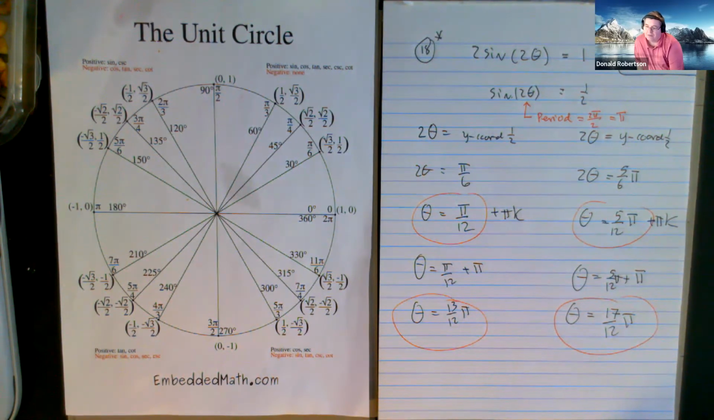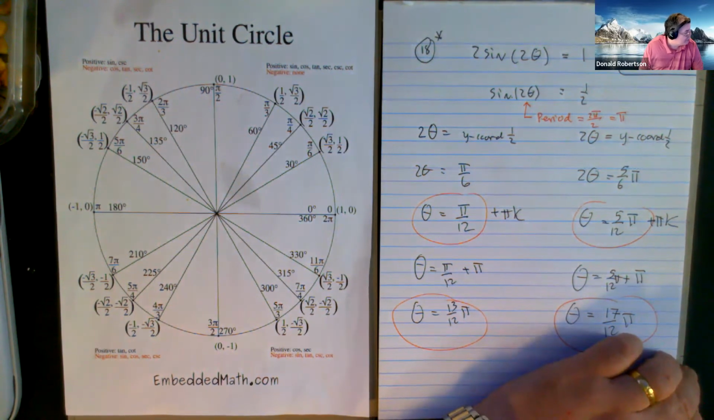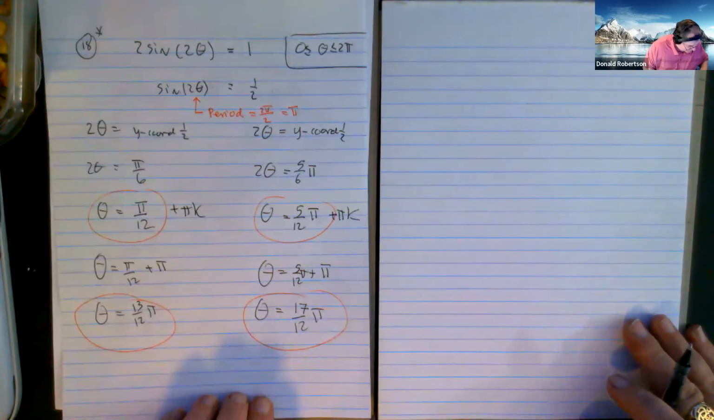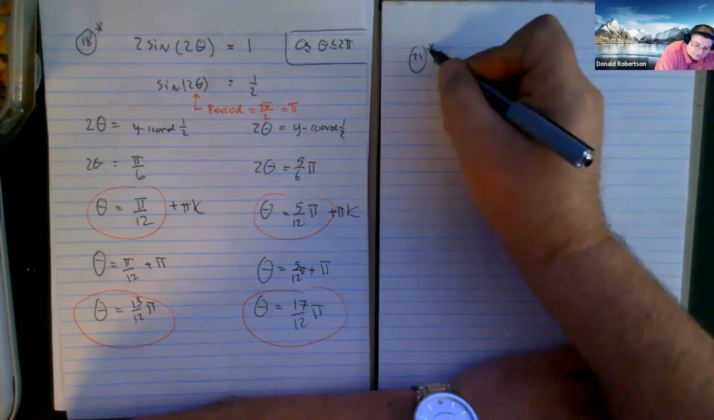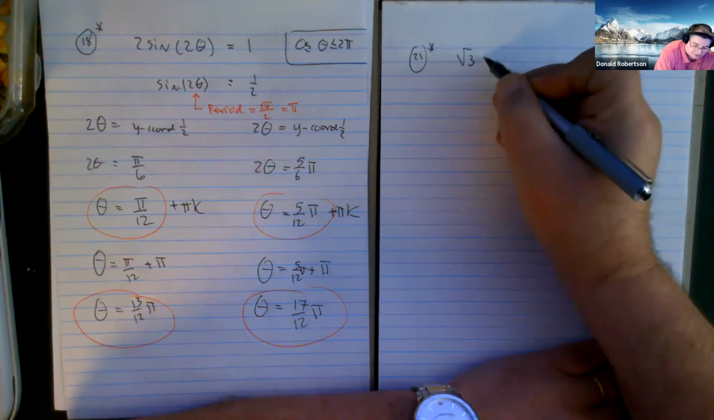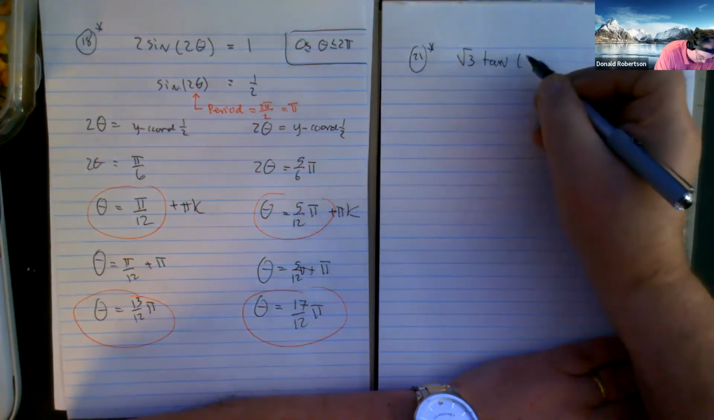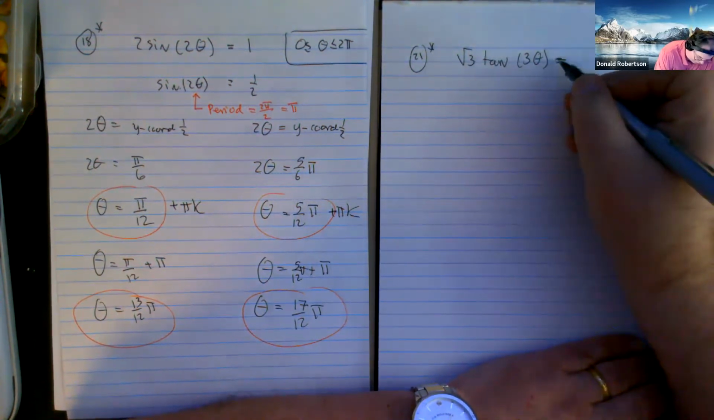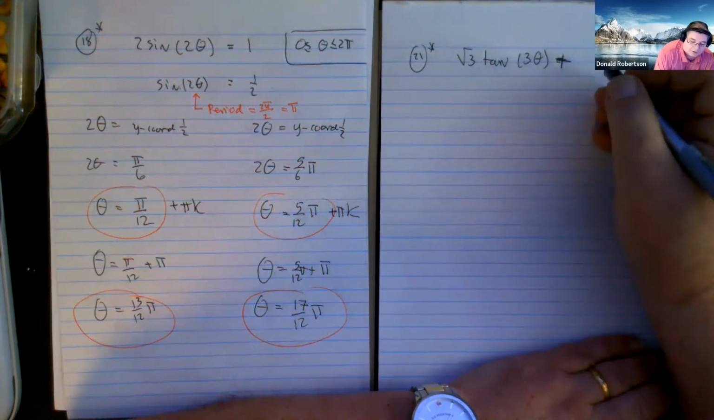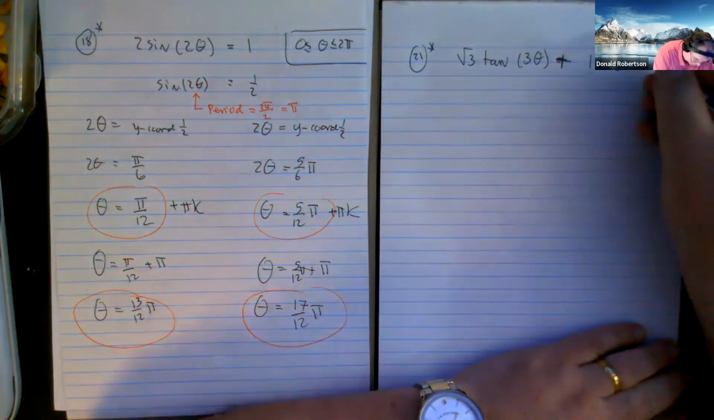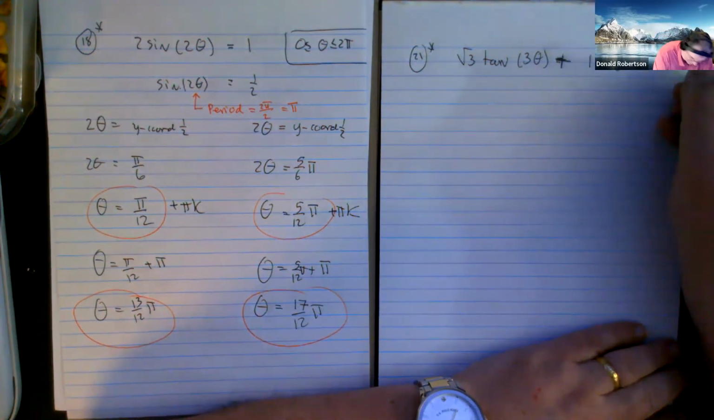Is that clicking a bit better for some of you? Yeah, got 2 more of these guys, and I'm going to have to call it good. So let's do something with a tan in it, because tans are horrible. This is from the textbook, question 21. So I have the square root of 3 times the tangent of 3 theta plus 1 equals 0. And they're only interested in 0 to 2 pi, right?